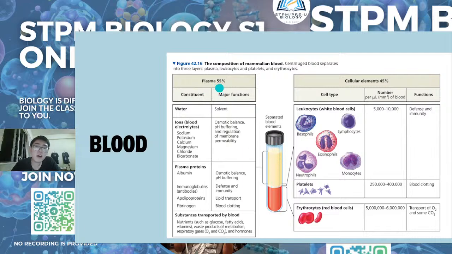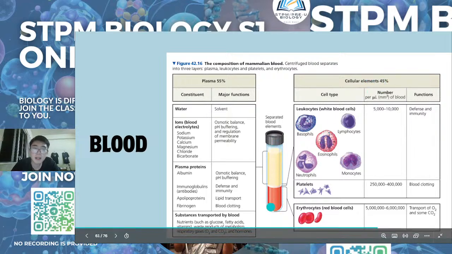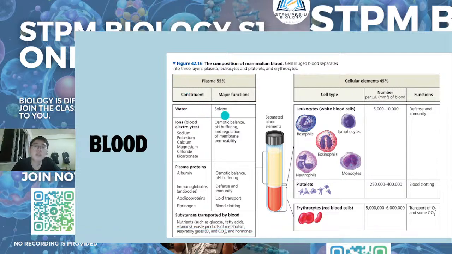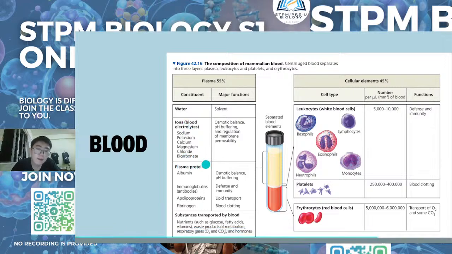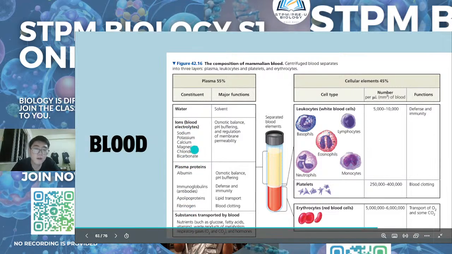One is called plasma and one is the blood cell component, the cellular element. So 55% is plasma and 45% is blood cells. Normally for our plasma, we know that 90% of the plasma is water, right? As a solvent, water. And then another 10% contains ions, plasma protein, and also nutrients. So these are all the ions and proteins.